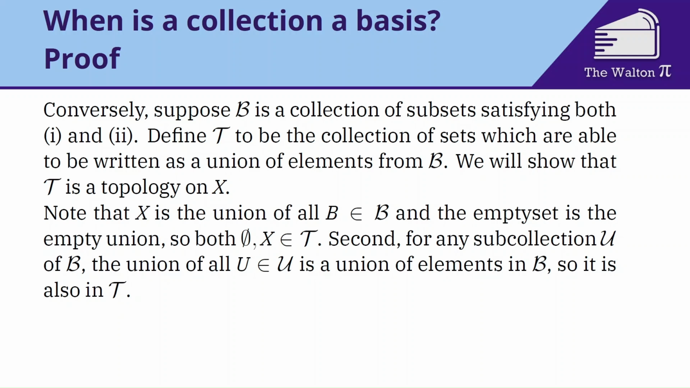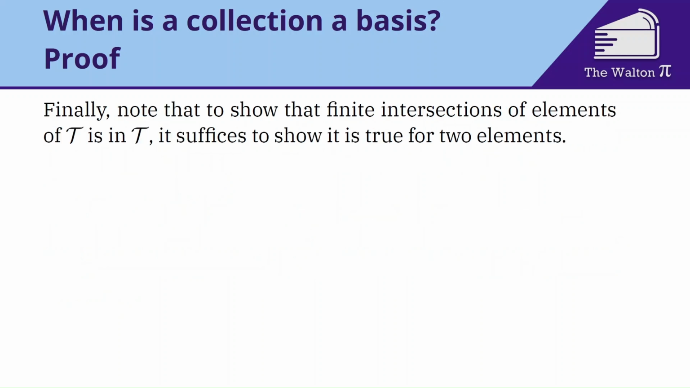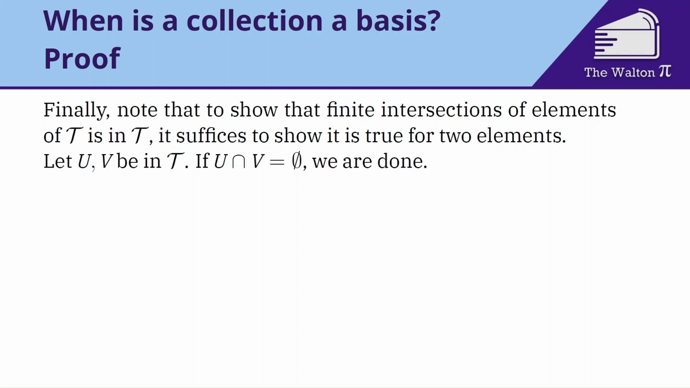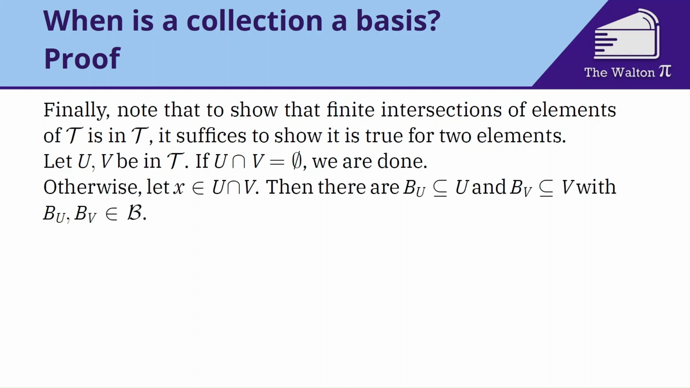Now we have to deal with finite intersections. So note that to show it's true for finite intersections, it actually suffices to show it's true for just two elements. If that's the case, then we're able to inductively build up to any finite intersection that we need. So let's let U and V be in our proposed topology T. If U intersect V is empty, we're done. Otherwise, let's let x be an element in U intersect V.